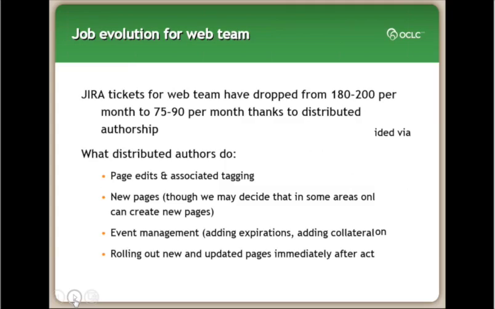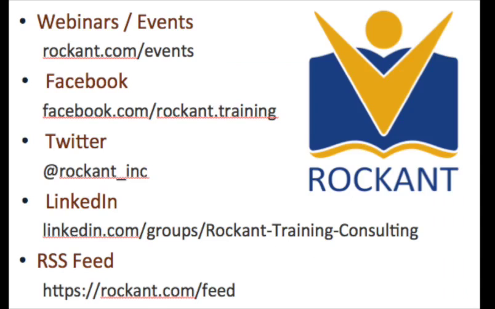For event management, they're not only creating the events, but they're adding expirations when those events are over. They're making sure that any collateral or links to recordings are put in those events so that they continue to be important references for people. And they'll roll out any new and updated pages that they've been working on so that the regions know that there's new or updated content.